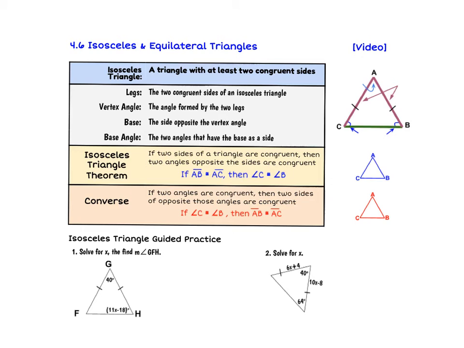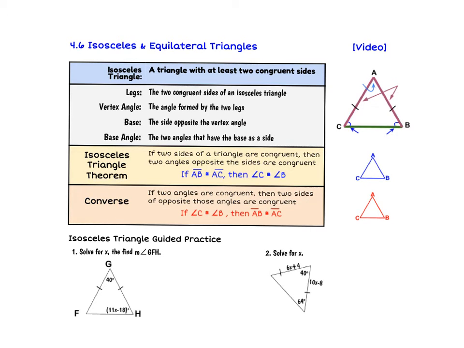Isosceles triangle theorem. If two sides of a triangle are congruent, then the two angles opposite the sides are also congruent. That is to say that if segment AB is congruent to segment AC, then angle C is congruent to angle B. Let's say if this is congruent to that, this angle is congruent to that angle. And this, folks, is something I've been teasing, hinting at, alluding to for the past few weeks with regard to the relationship between congruency of sides and congruency of angles.